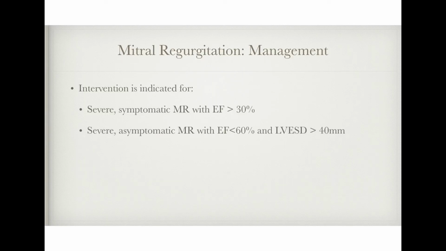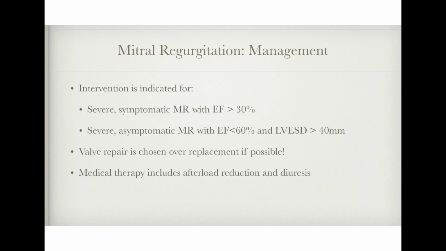Patients with asymptomatic severe mitral regurgitation should get valve intervention if their ejection fraction is less than 60 and their left ventricular end systolic diameter is greater than 40 millimeters. Options for intervention include valve repair and valve replacement, and generally valve repair is chosen over replacement if possible. Medical therapy for mitral regurgitation would include afterload reduction to essentially force more blood to flow through the aortic valve rather than being regurgitated through the mitral valve, and diuresis to reduce preload and improve heart failure symptoms.